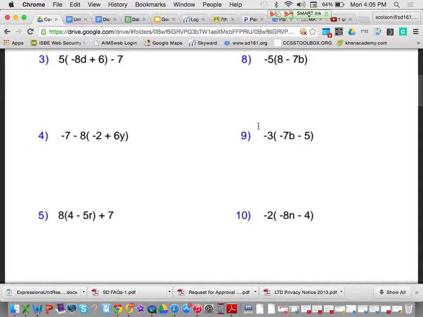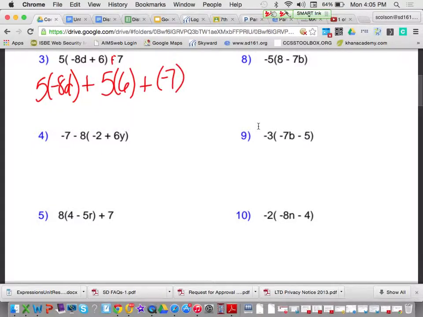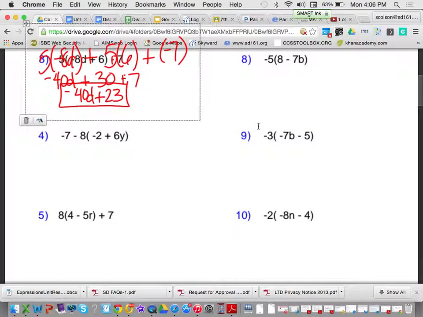All right, number 3, we have a, let's see, plus a negative 7, and then we have 5 times negative 8d plus 5 times 6 plus negative 7. This is going to be negative 40d plus 30 minus 7, or plus a negative 7. Negative 40d plus 23. Pretty straightforward there. I think so.